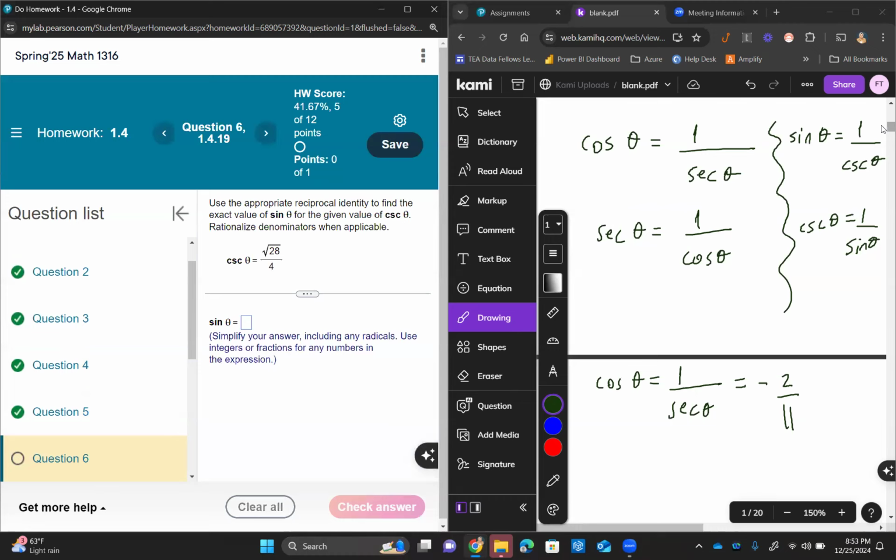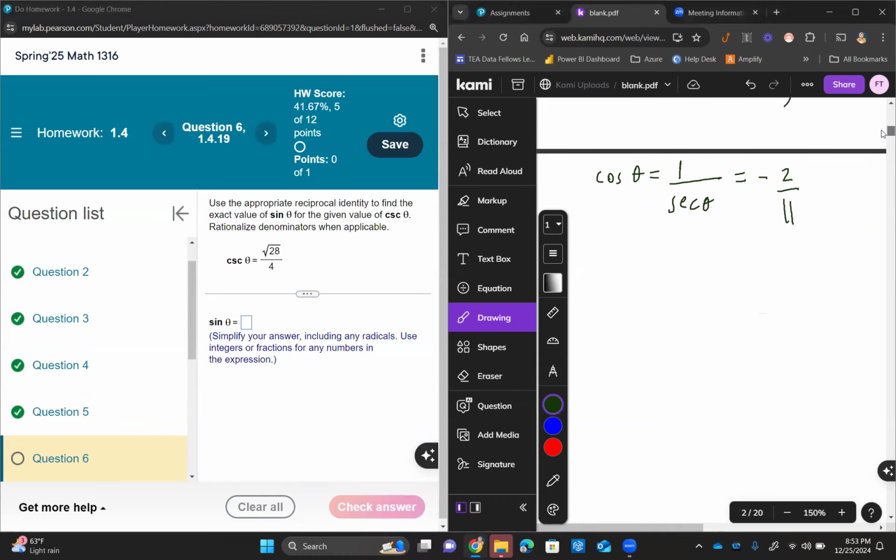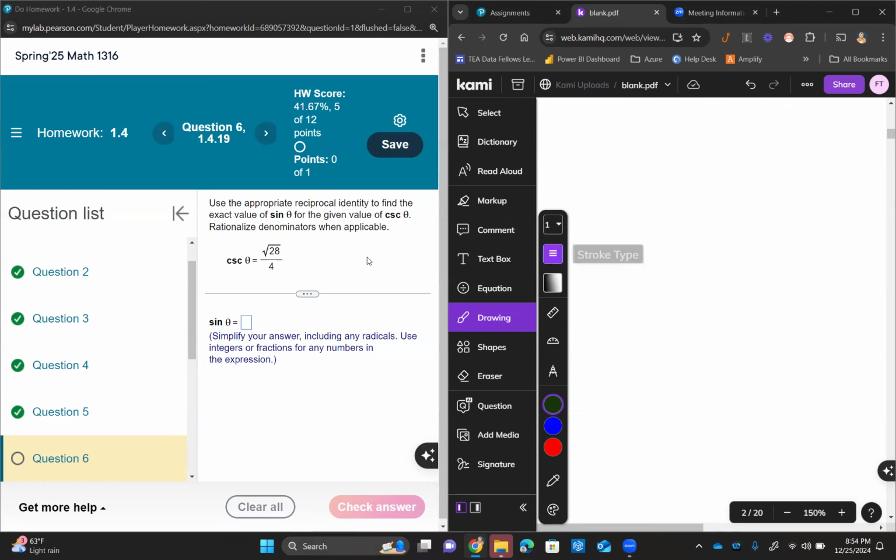For question 6, we have the cosecant value. Use the appropriate reciprocal identity to find the exact value of sine of theta when you have the cosecant of theta given. So here, we can still use the same rule. Sine will be the reciprocal of the cosecant of the angle. So to find the sine of theta here, I need to get the reciprocal of this fraction, which is 4 over root 28.